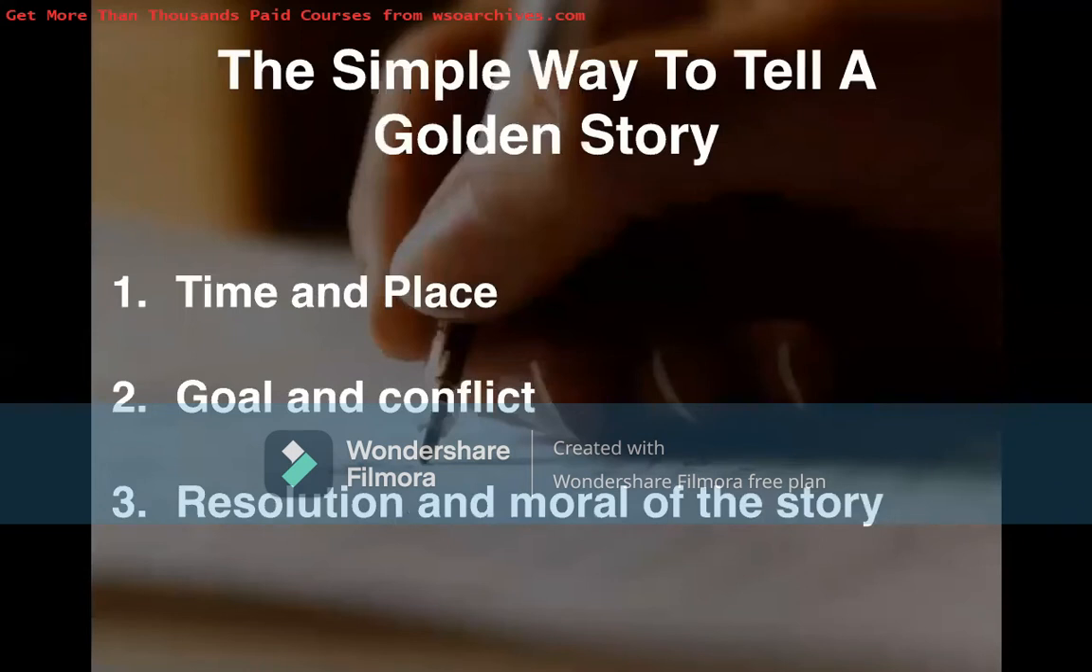When you tell a story, here's what you need to include to make it a golden story. Number one, for a story to work, you need to have a time and place. What do all fairy tale stories start with? What's that line? Once upon a time. Once upon a time in a land far, far away.